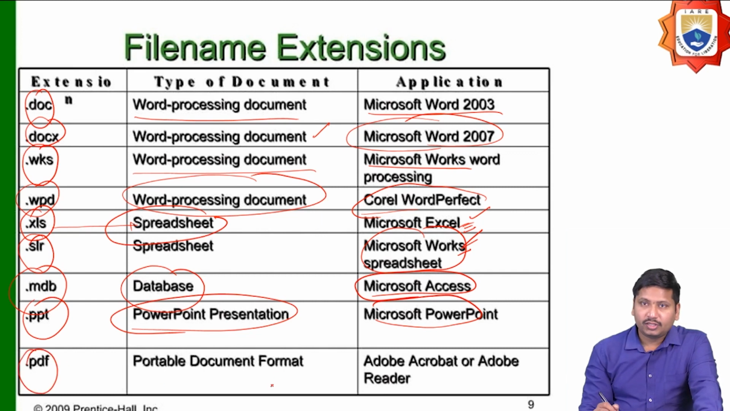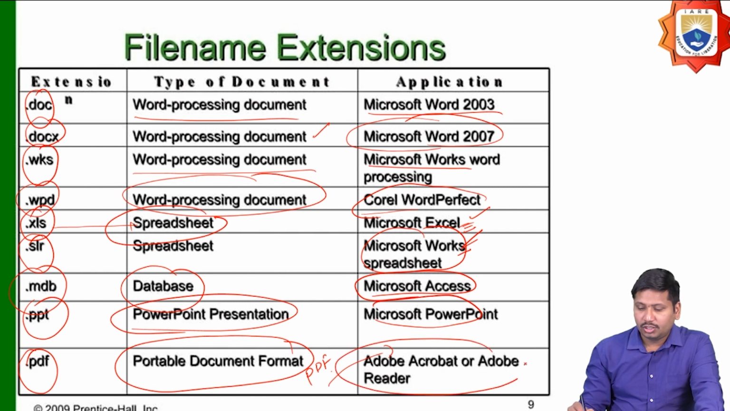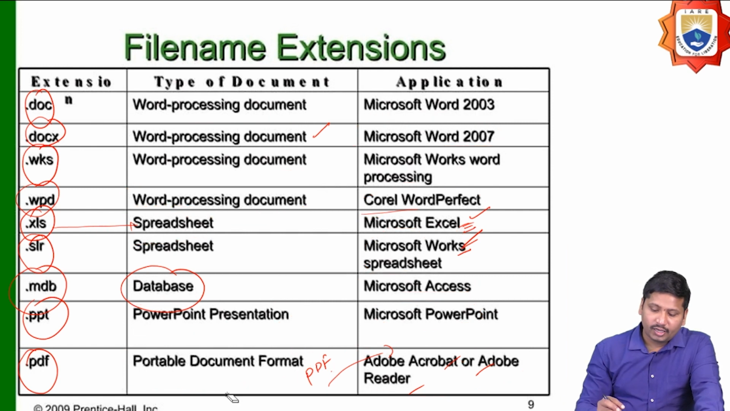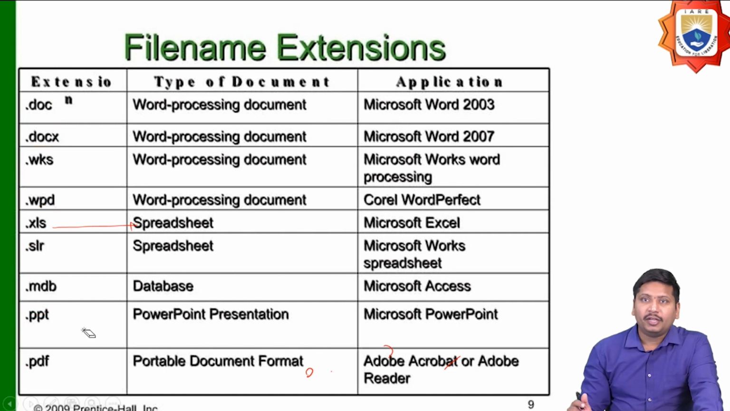And .pdf is the extension used for portable document format, which we call PDF. And this is going to be used for applications like Acrobat Reader and Adobe Reader. Right. So these are some of the file extensions that correspond to a particular type of document and a particular kind of application.